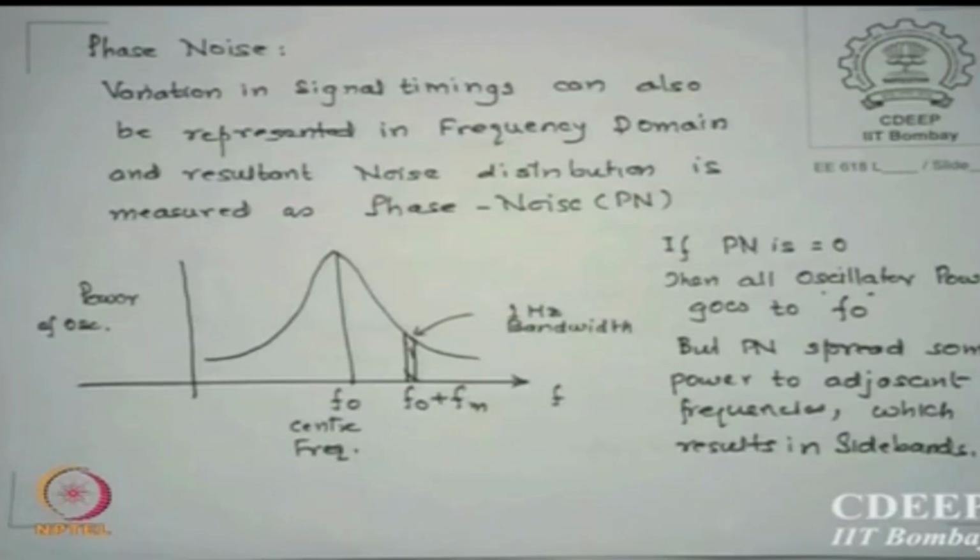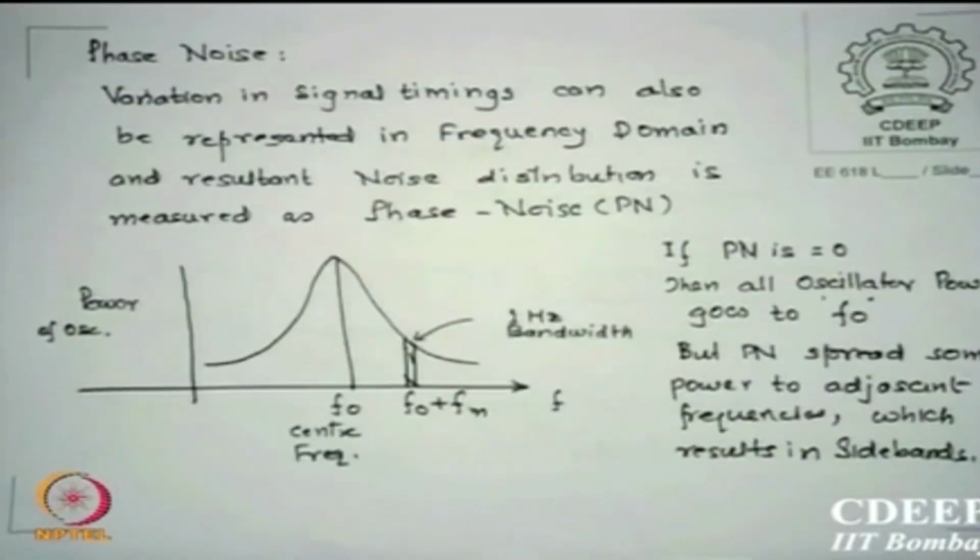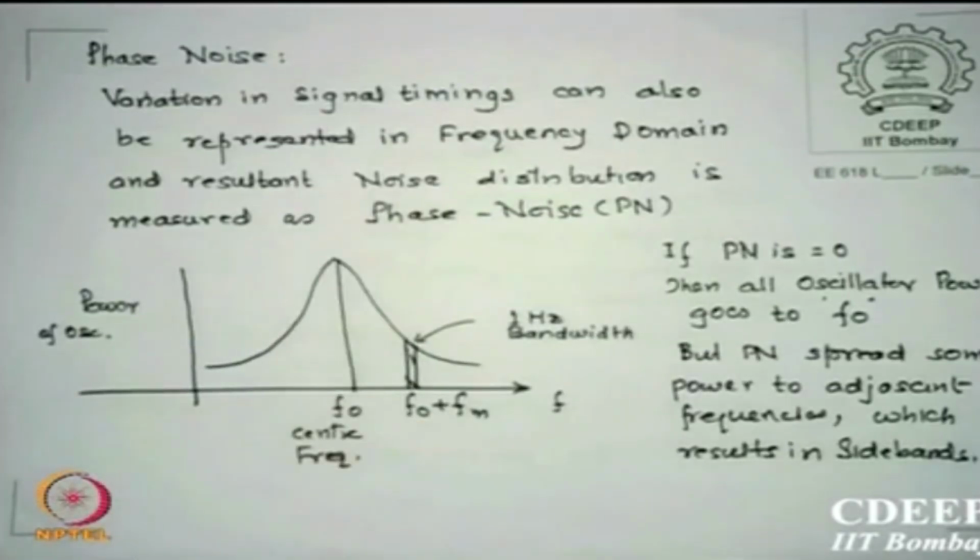The second part is phase noise, which, as I say, is a related term but not the same. If you have a variation in signal timings, it can also be represented in the frequency domain, and normally shows a Gaussian distribution of this kind. Let us say I have an oscillator whose power is shown here against frequency. If there is no jitter or no noise, all the power should have gone to the tuned frequency, which is my center frequency f0.